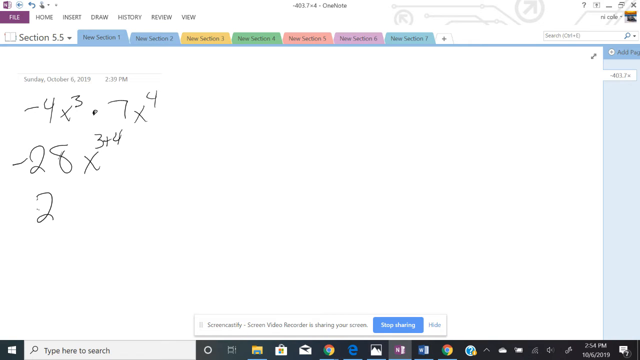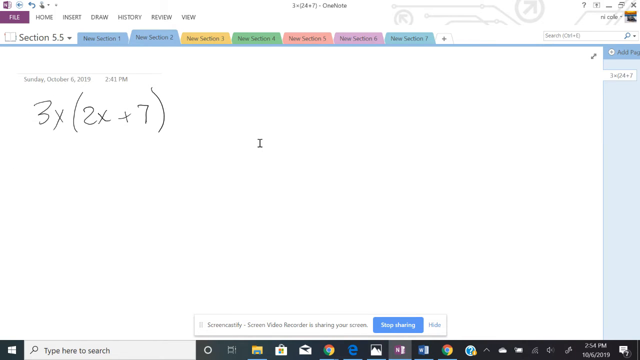Remember, when you multiply exponents, you're adding them. Oops, and that should be a negative. Negative 28 x to the seventh. Okay, so don't forget that we have had those rules. They're not going away.